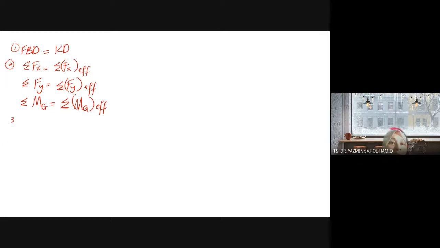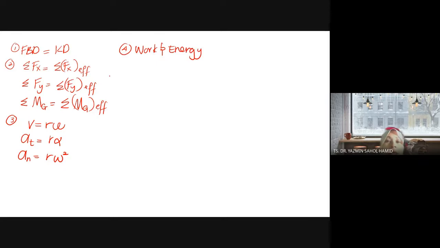Other important things: the formula for velocity is r omega, the formula for tangential acceleration is r alpha, and the acceleration normal is r omega squared. So we're going to use all this. And then we also have work and energy for rigid body. For work energy for rigid body, the principle is the same.